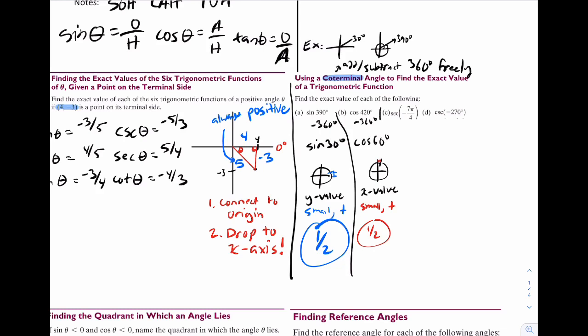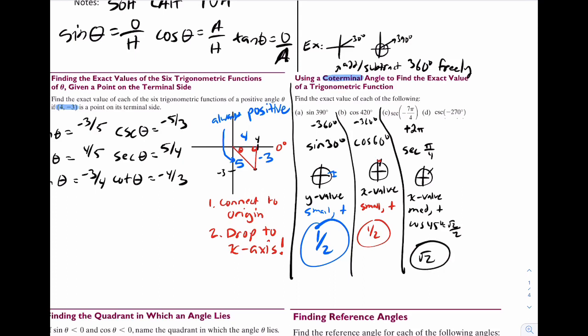Next one. -7 pi over 4. So to make it easier, let's add 2 pi or 360. So now we have secant of pi over 4. That's simply 45 degrees, so that's in the middle. And I think cosine of 45 would be easier, because we know that this is the x value, it's in the middle, so it's our medium, and it's positive. Cosine 45 is root 2 over 2. We want secant 45, so just flip it. Answer is root 2.